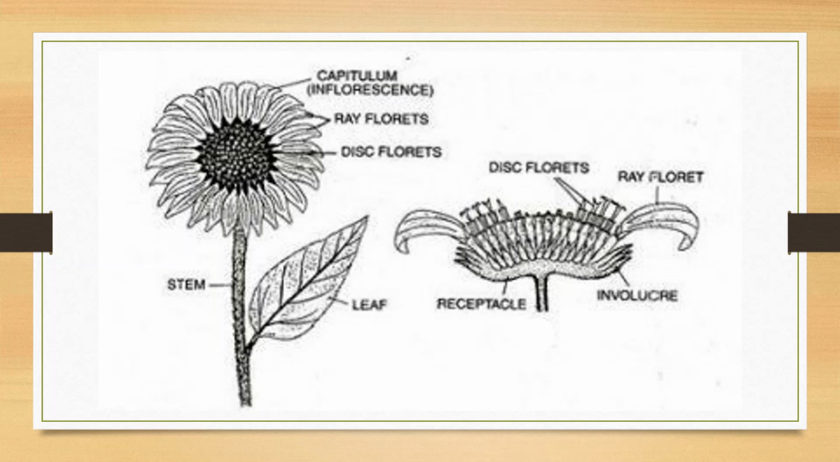These ray florets are neuter flowers. These ray florets don't have a stamen. They might have a pistil, but that is sterile. That is not capable of reproduction. And the disc florets are capable of reproduction. Disc florets are not neuter flowers. Only ray florets are neuter flowers.